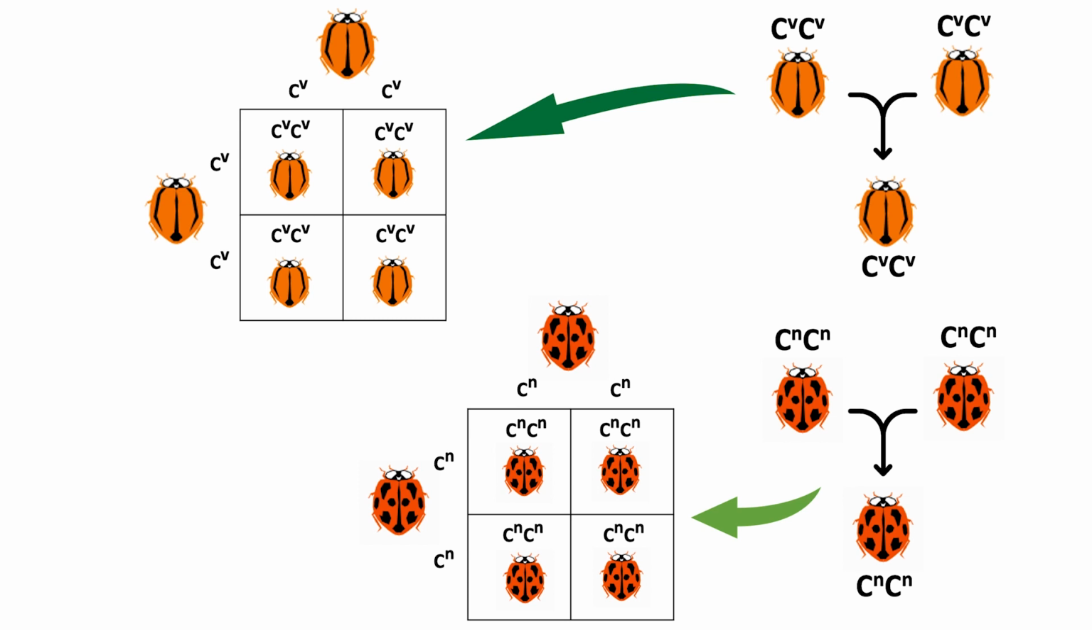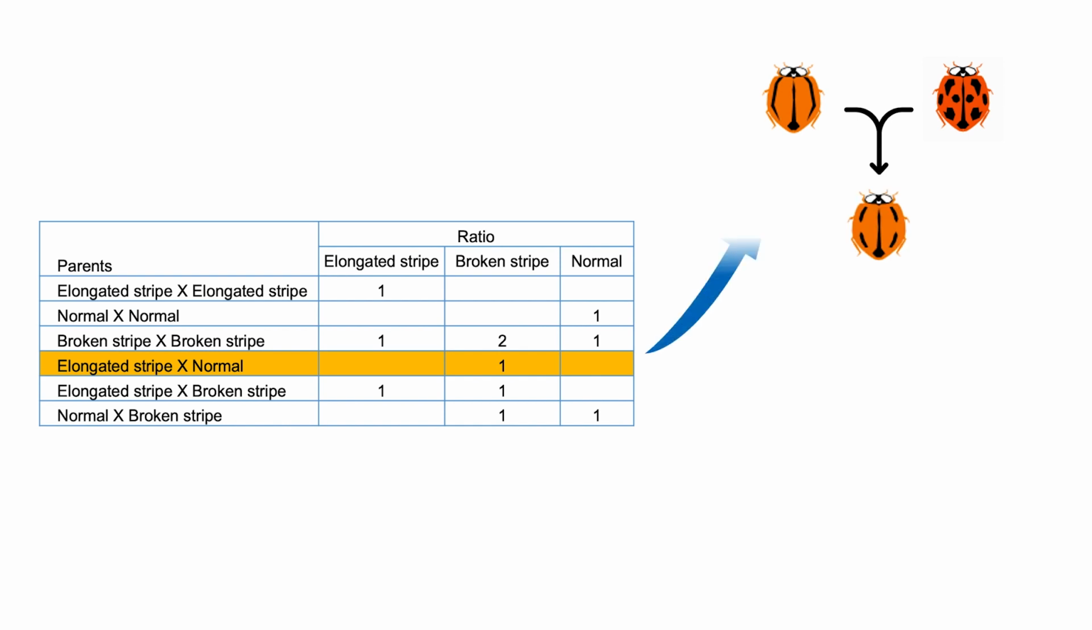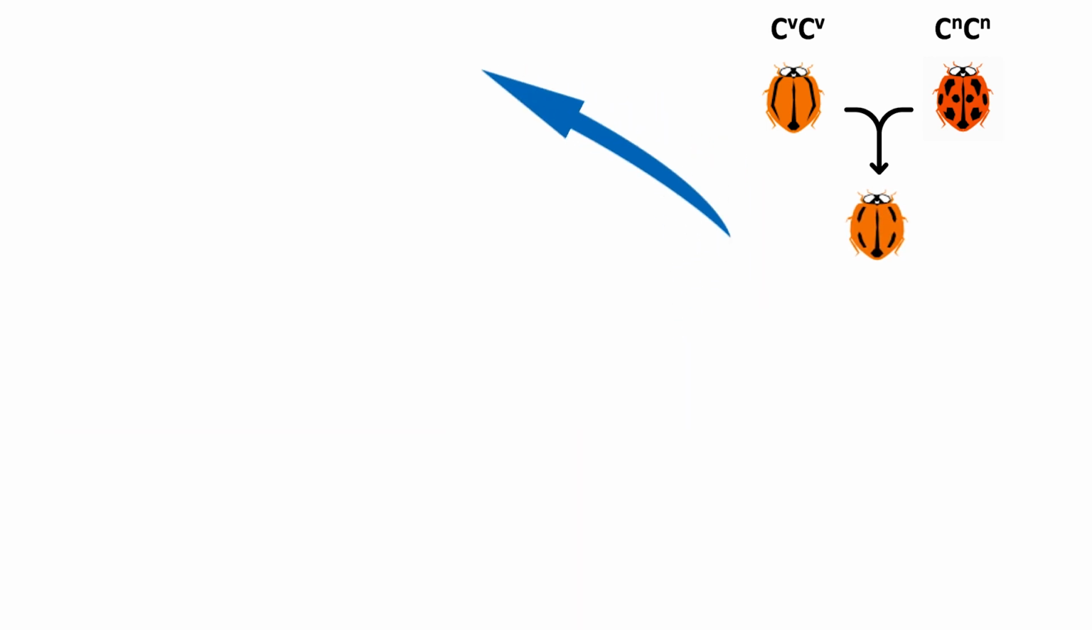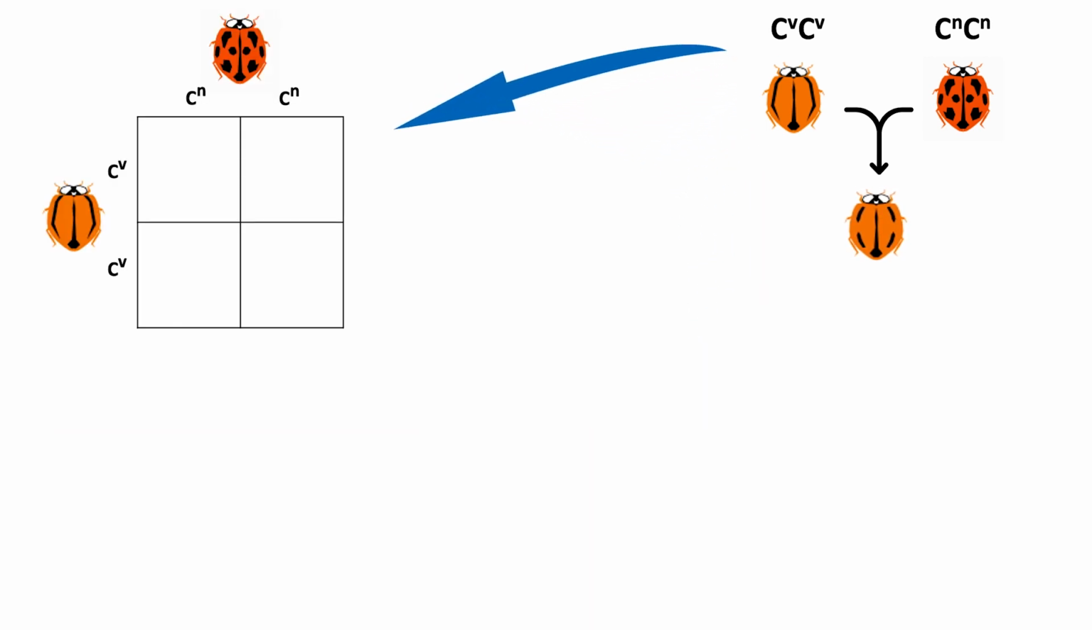When we cross an elongated stripe beetle with a normal color beetle, we only get the broken stripe beetles. Using the Punnett square, we see this cross only generates the genotype of CVCN. If we associate it with the broken stripe, it will perfectly explain the computer results.